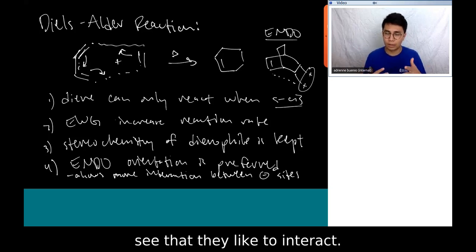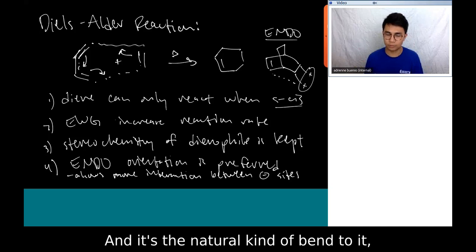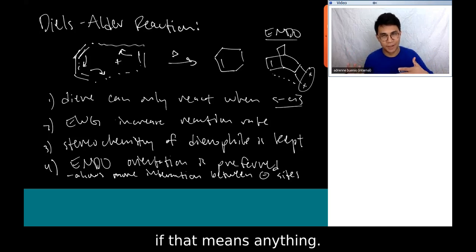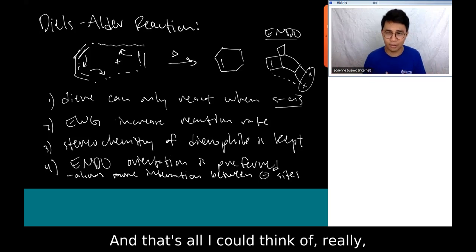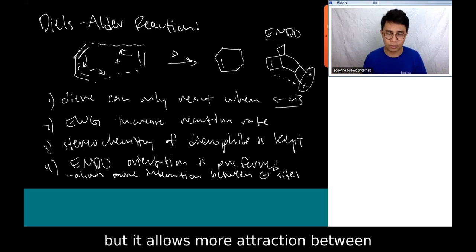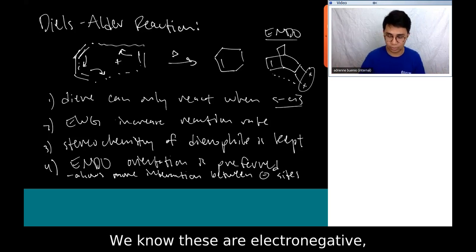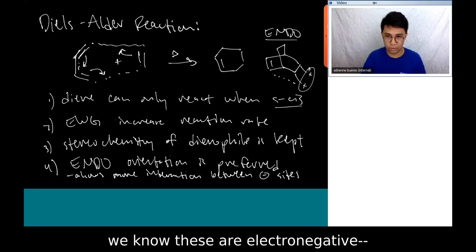You can see that they like to interact, and it's the natural kind of bend to it, if that means anything, right? This kind of natural bend to it, and yeah, that's all I could think of really, but it allows more interaction between the electronegative sides. We know this is electronegative. We know these are electronegative.